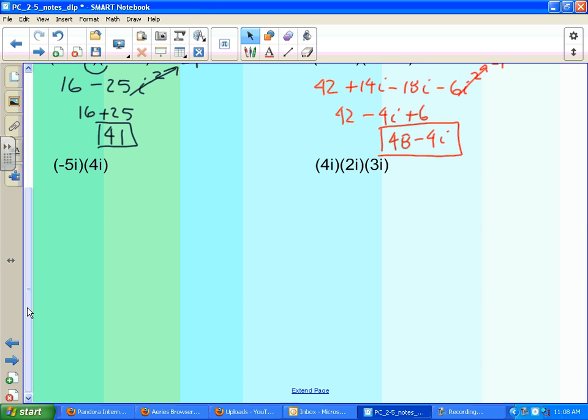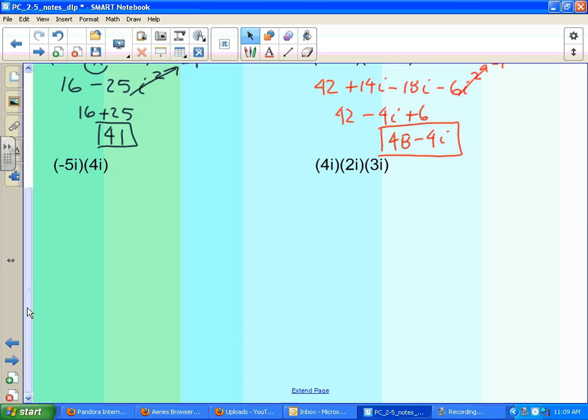All right, I'm going to fix it. You'll see, just reverse. What's this going to be? Negative 5i times 4i is going to be what? Negative 20i squared. This is a real number. I squared becomes negative 1. Negative 1 times negative 20. All right, over here, the 4i, 2i, 3i, are we going to have any i's in this answer?